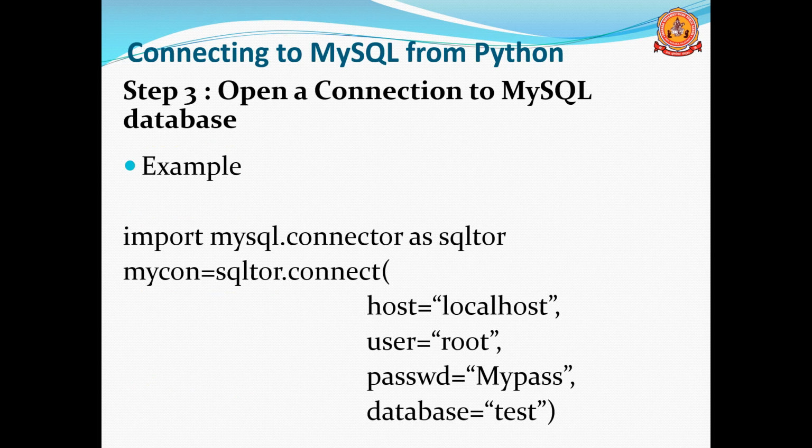For that one, we can use sqltor as an alias; any alias name can be provided. So sqltor.connect. The first argument here is host, so I used the host name localhost. Username I gave as root. It is passwd, not password, so for passwd I gave my pass. Then for database I gave test.